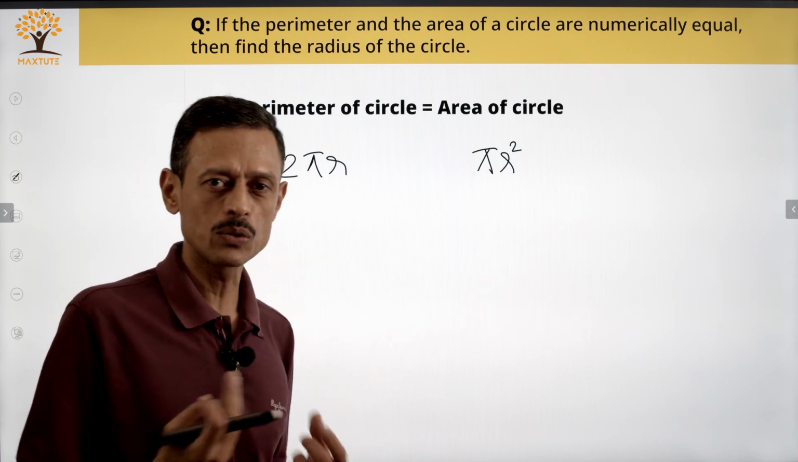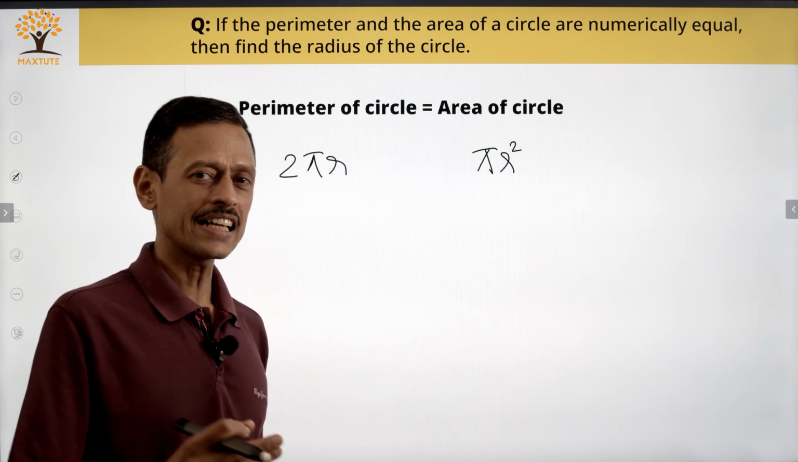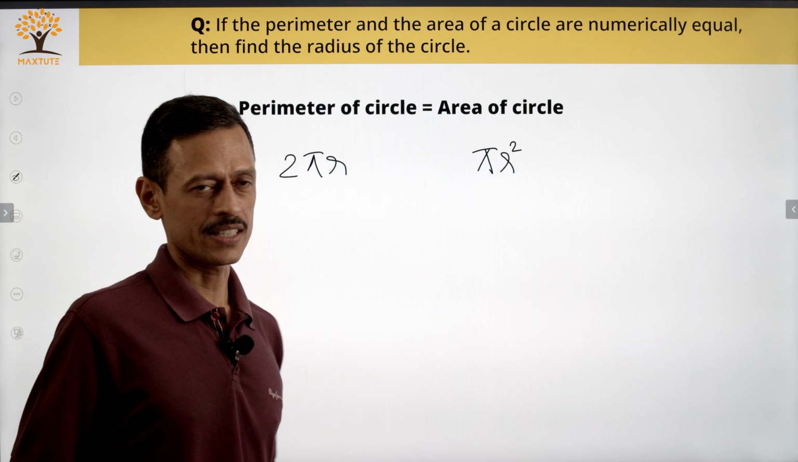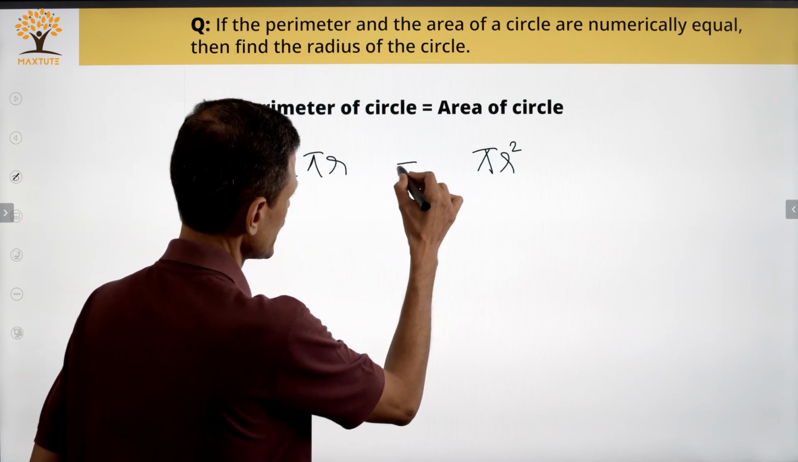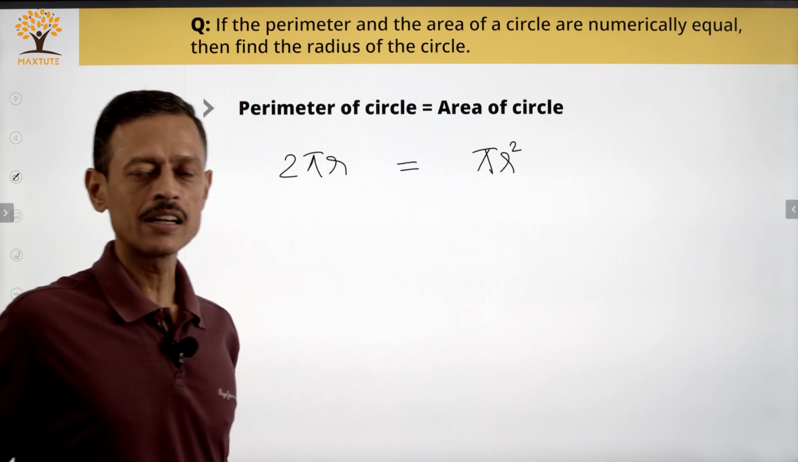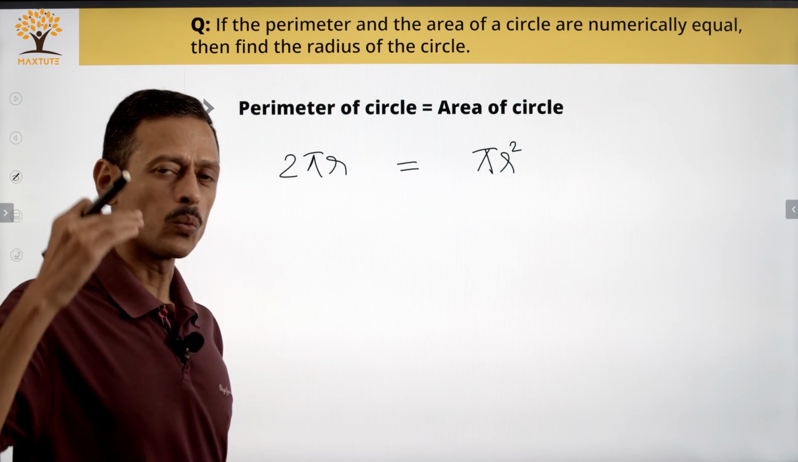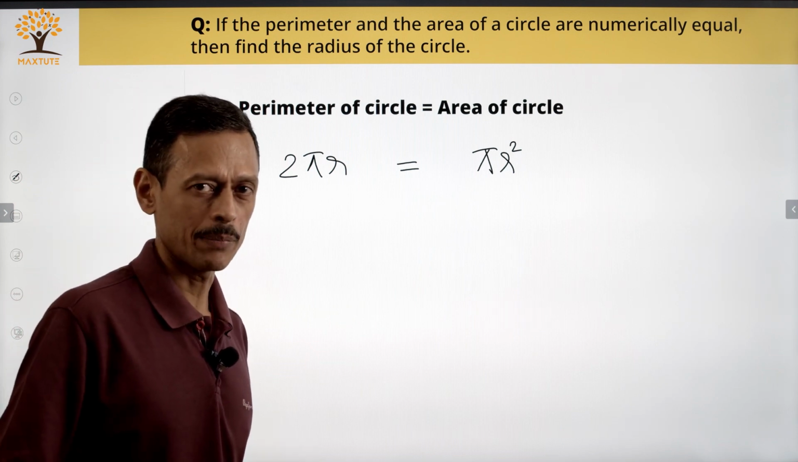Numerically, both are equal is what they are saying. If that is the case, find out the radius. So, 2 pi r, the value that you get will be the same as the value that you will get by computing pi r square. For what value of r will that happen?